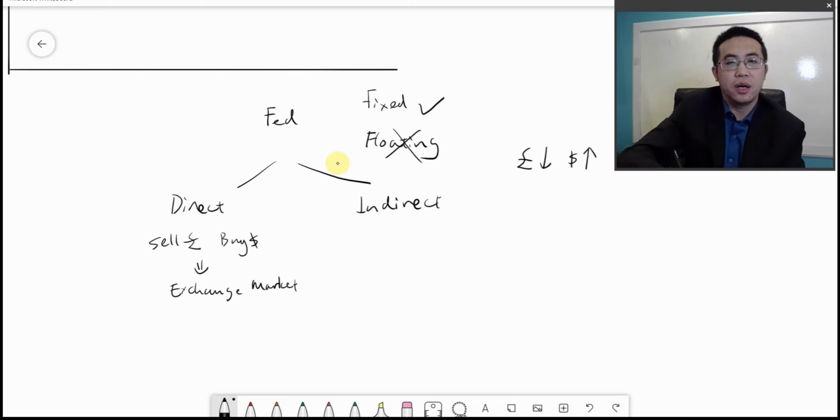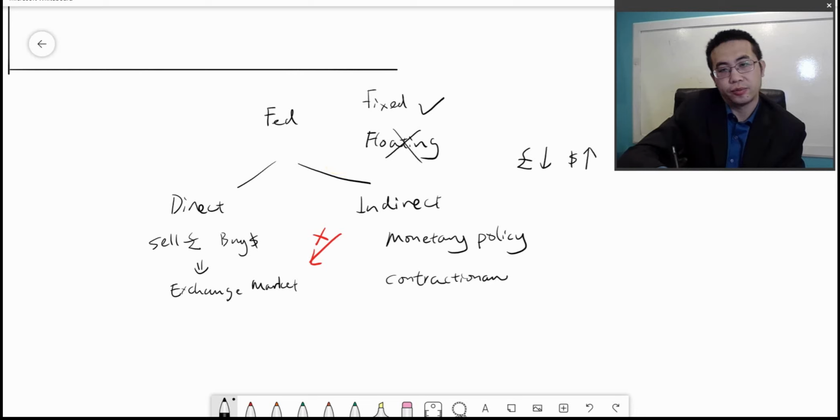If they want to do indirect intervention, they can't just go to the exchange market. However, they can adopt a different monetary policy. And this time it's a contractionary monetary policy. If they want the dollar to appreciate and the pound to depreciate, they would do a contractionary policy. So what is a contractionary policy?